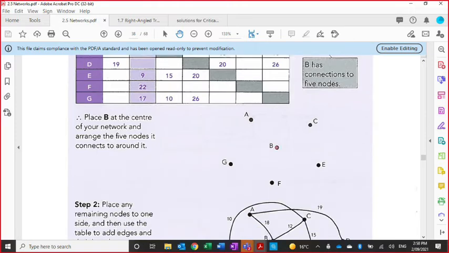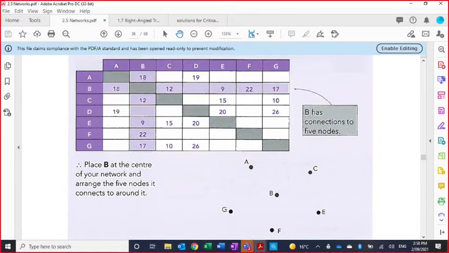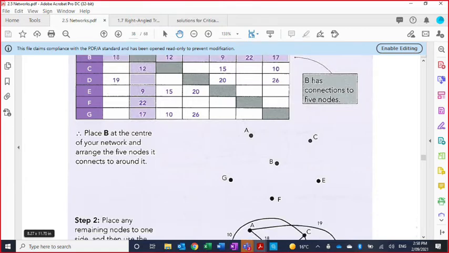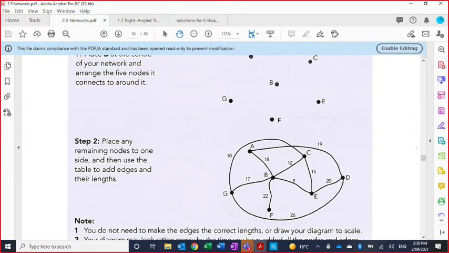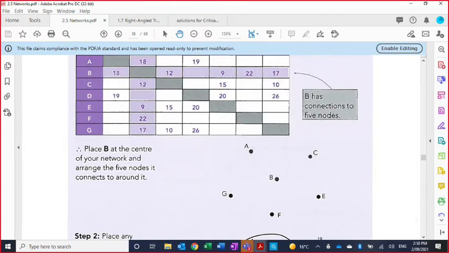That's fine. So we have B in the center, and then we have all the other ones just around it. Okay? Then what we're going to do is we're going to use our chart to find out which ones connect to B. And again, you can go across or you can go up and down. It makes no difference. They're all the values are there. Okay? So place any remaining nodes to one side and then use the table to add the edges. So notice that if we went from B to A, that's 18, B to C, and so on.